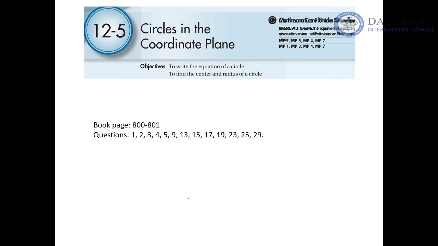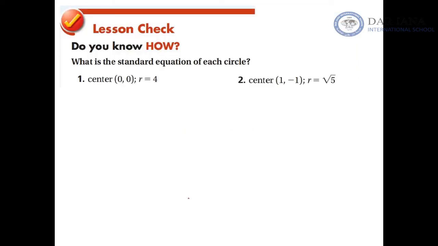Okay, so let's start. Question number one: what is the standard equation of each circle? Now if you studied properly, if you reviewed the lesson first, you will know that the standard equation is of the form (x minus h) squared plus (y minus k) squared equals r squared. So here we have h and k, both equal to zero. I'm going to replace them in the equation, and r is equal to 4. First, I'm going to simply replace the values. So it's (x minus 0) squared plus (y minus 0) squared equals 4 squared.